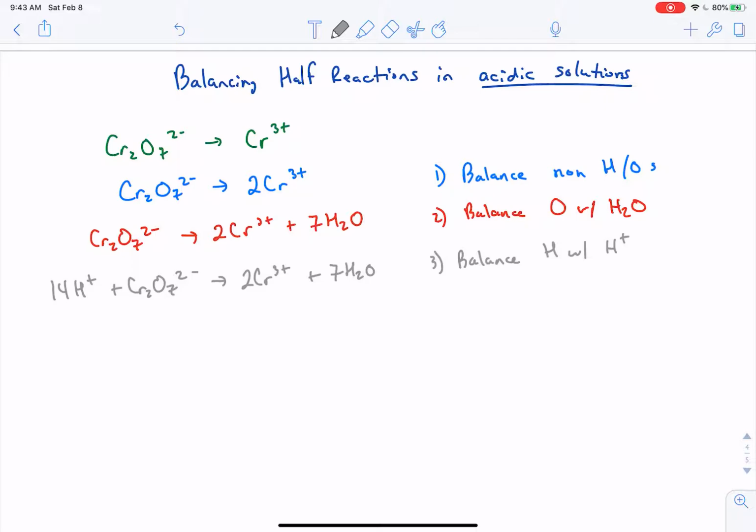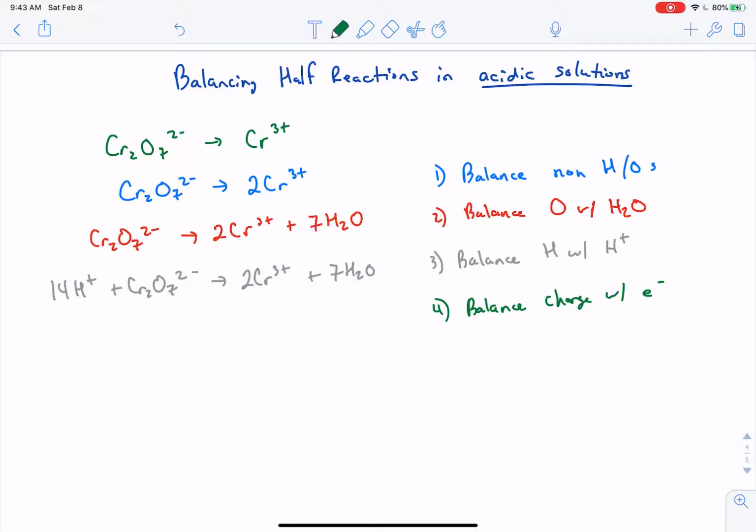So, make sure you're paying attention to your coefficients. Make sure that you're counting how many things are on each side. So 7 H2Os, that means 14 H pluses on this side. And the last step is balance charge with electrons.